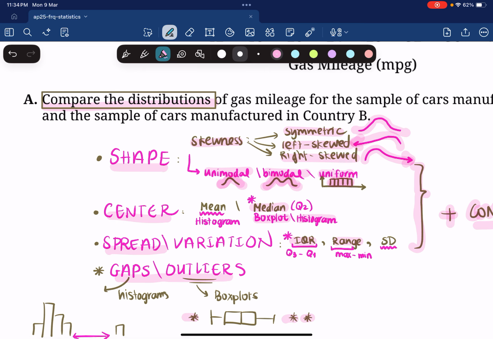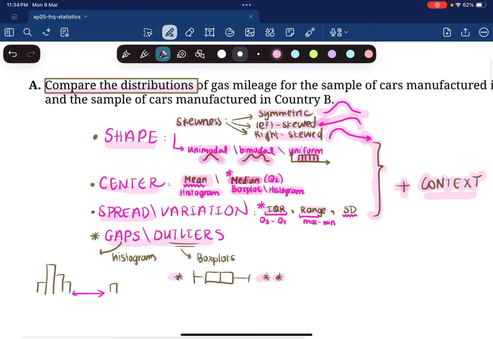For the measures of center, we calculate the mean or the median. Now, in a box plot, we can only compare the numerical values of the median, because in a box plot, we're only able to see the median and not the mean. So the numerical value of the mean, we're not able to calculate it from a box plot. However, if we were given a histogram, we are able to calculate the mean. Okay, for the median, you're able to get the median for both box plots and histograms.